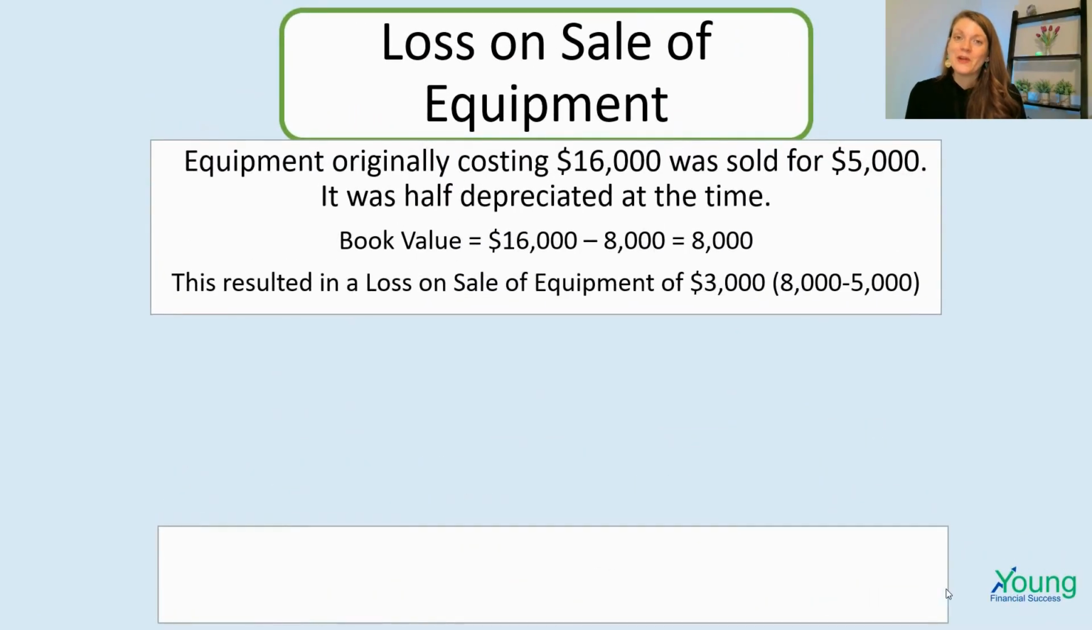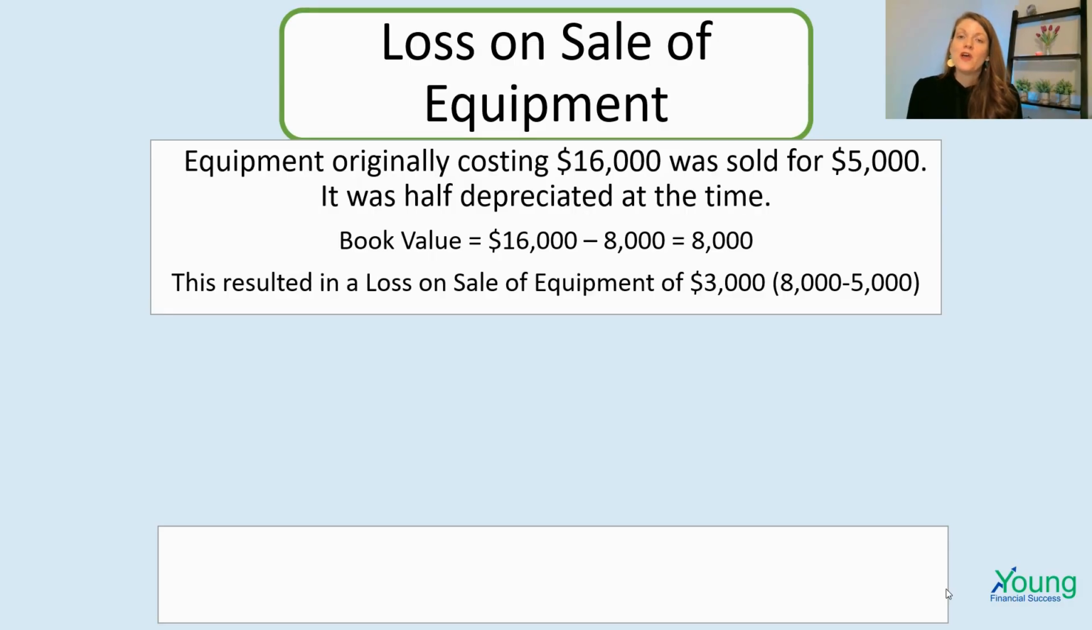Okay. We already saw a gain on the sale of land. Now we're going to see a loss on the sale of equipment. So it tells us in our notes, in our additional information, that equipment that originally cost $16,000 was sold for $5,000. And half of it was depreciated at that time.